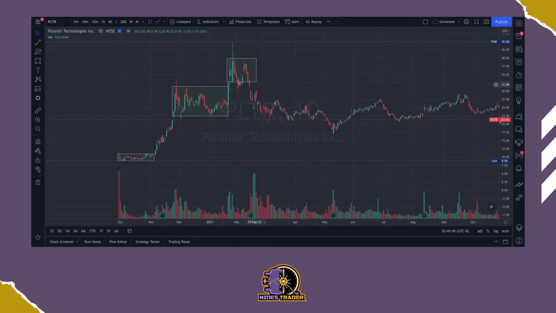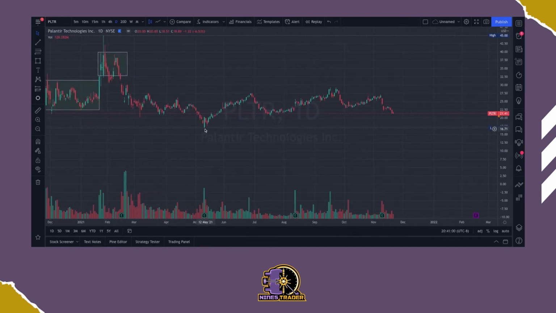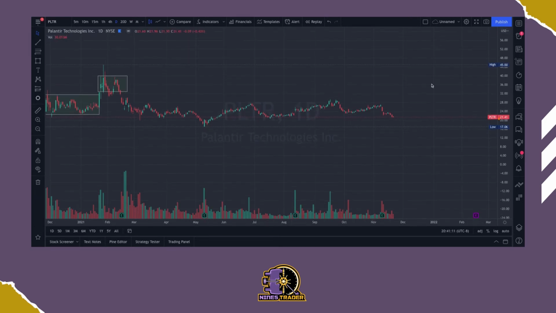They're relatively close. And then it broke down out of that range and resumed a downtrend. After it found the bottom in about May 2021, it continued to trade within this range. So PLTR has not seen that high of $45 since February.